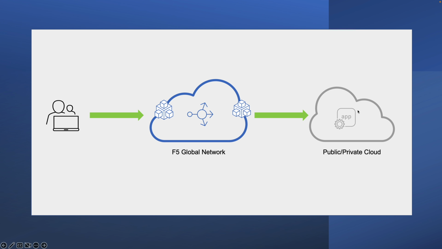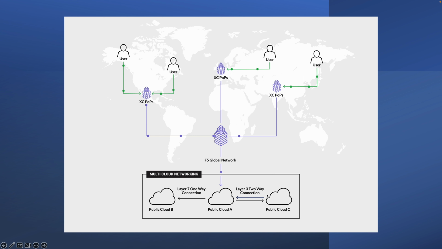On top of that, what if this application consists of multiple different components that are deployed in different cloud environments, on-prem or public cloud, and these components now need to talk to each other? This is where multi-cloud networking can help.